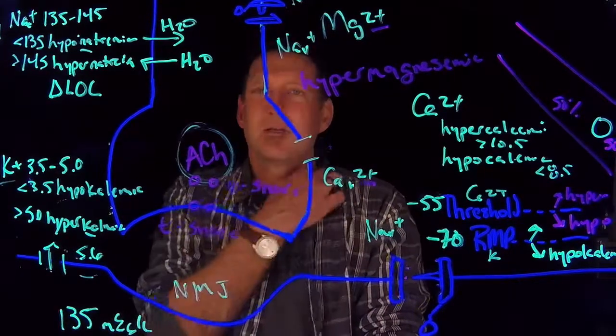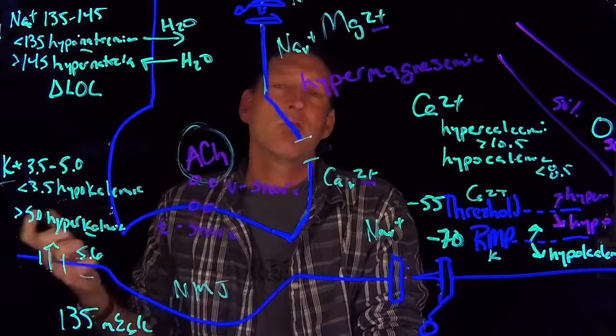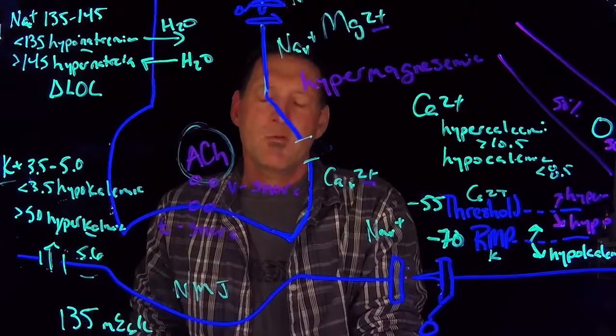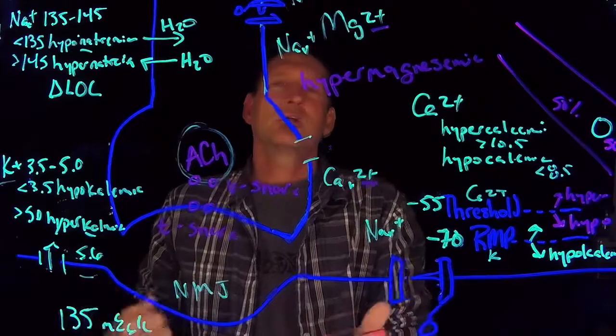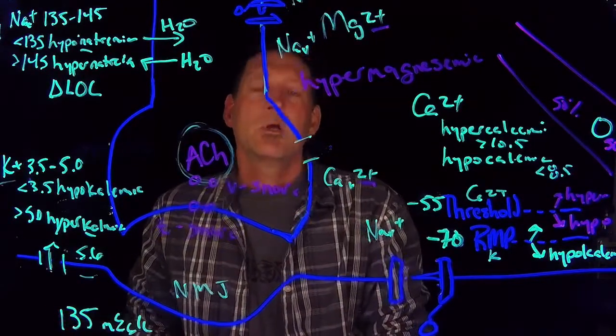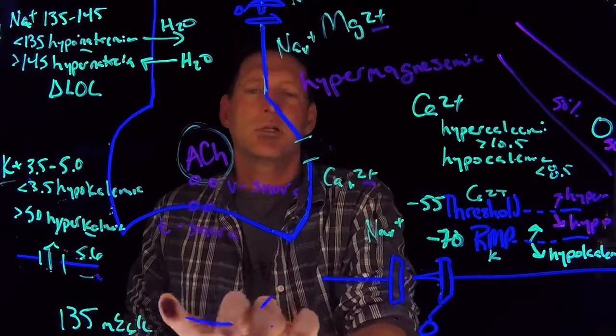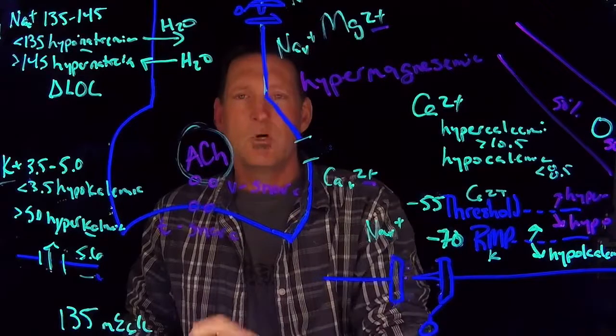Let me give you a clinical example of this. Let's say you have a lady and she's in the first part of her third trimester. Well, first part of the third trimester, what you don't want is uterine contraction, because uterine contraction, it's too early. So let's say that this target cell right here, instead of being the neuromuscular junction, let's say that this target cell is the uterine wall.